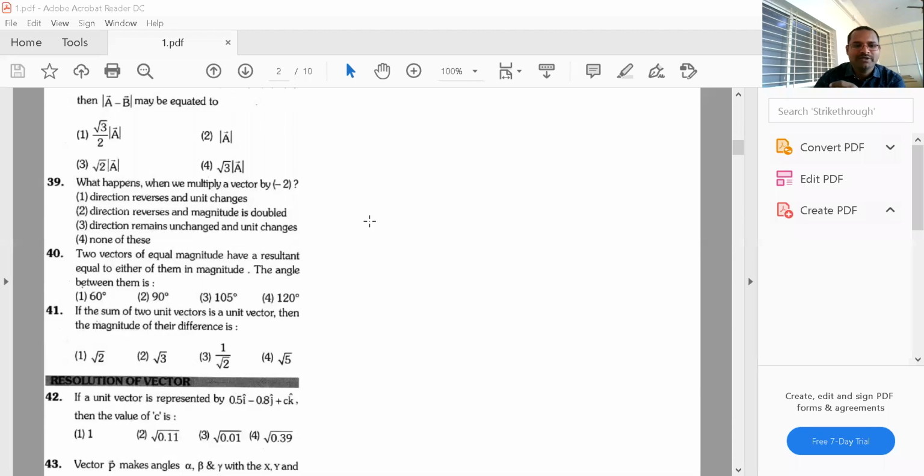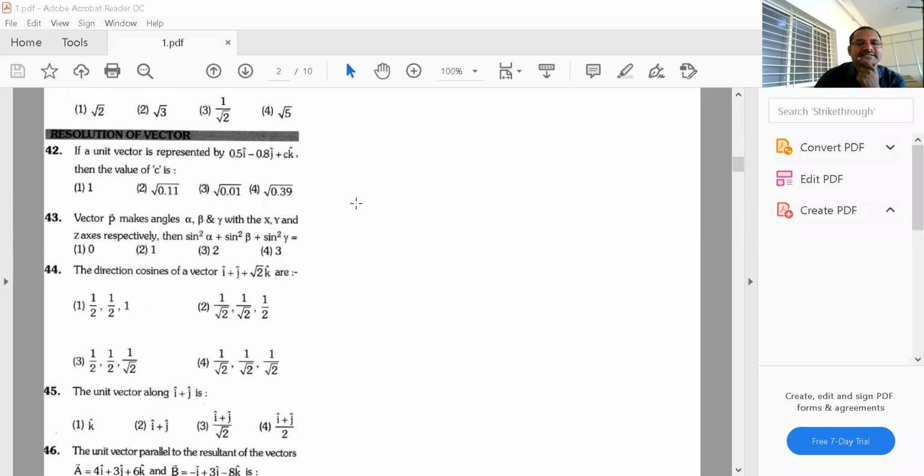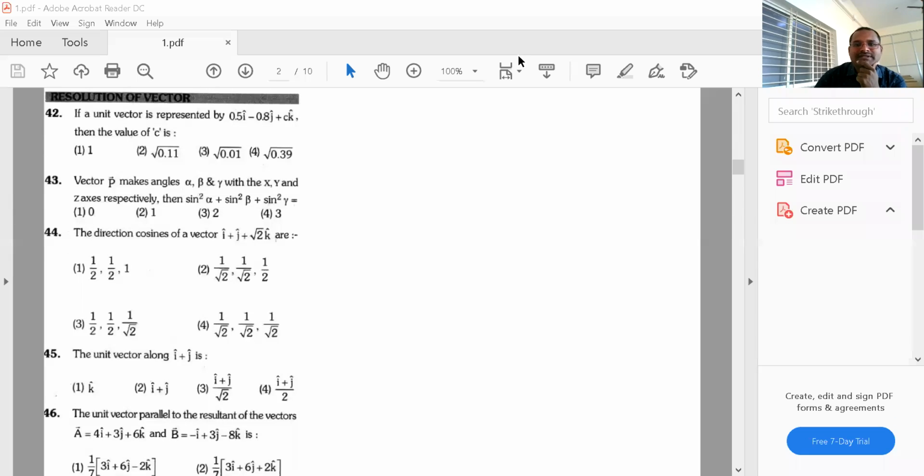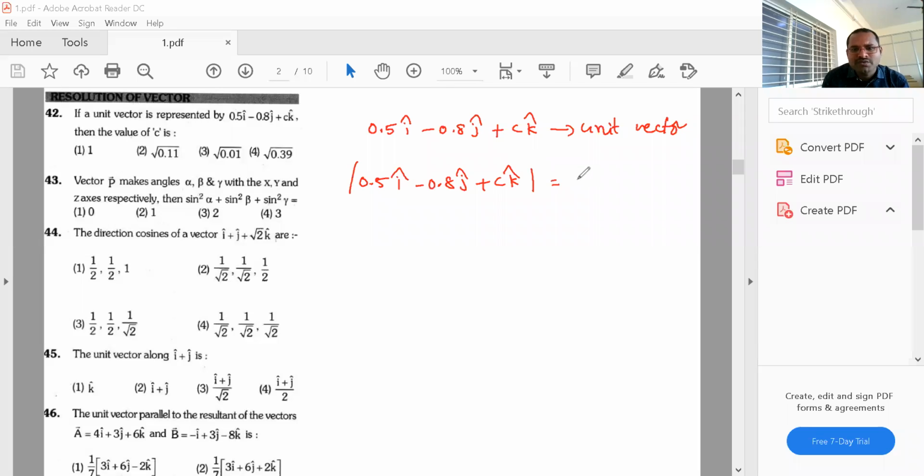Resolution of vectors now, an important concept. See what they have given. They have given a unit vector represented by 0.5 i cap minus 0.8 j cap plus c k cap. This is one unit vector they are saying. What is a unit vector? A unit vector is a vector whose magnitude is 1. It means if you take the magnitude of 0.5 i cap minus 0.8 j cap plus c k cap, you should get 1.